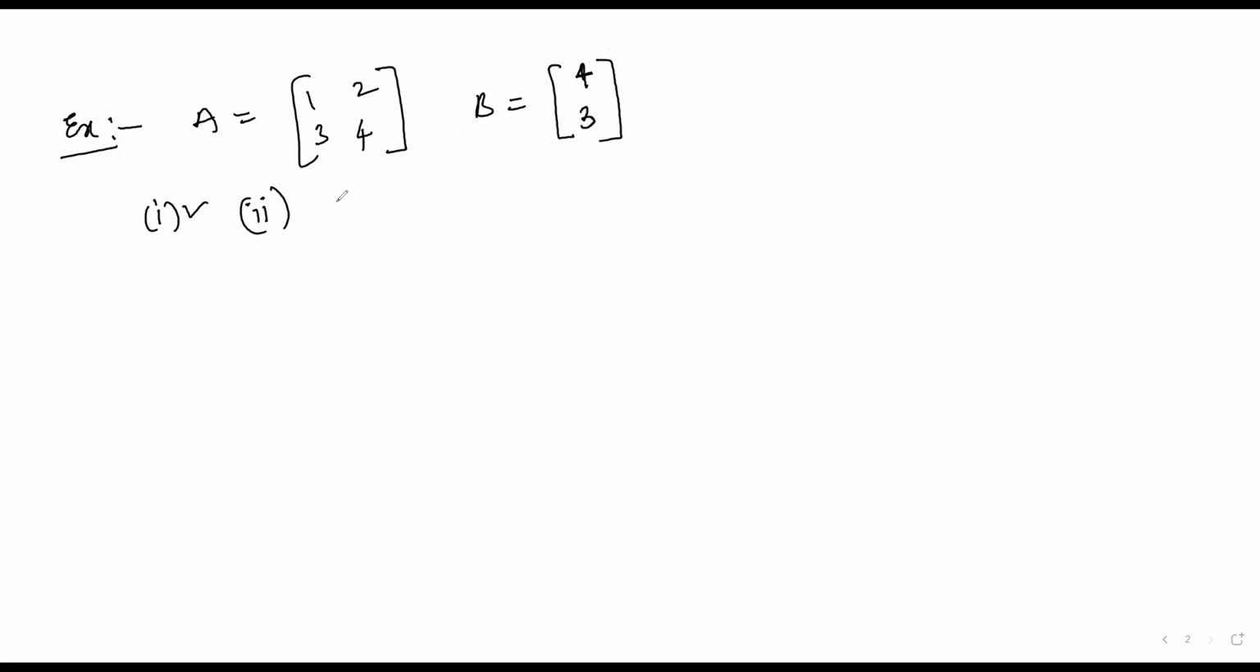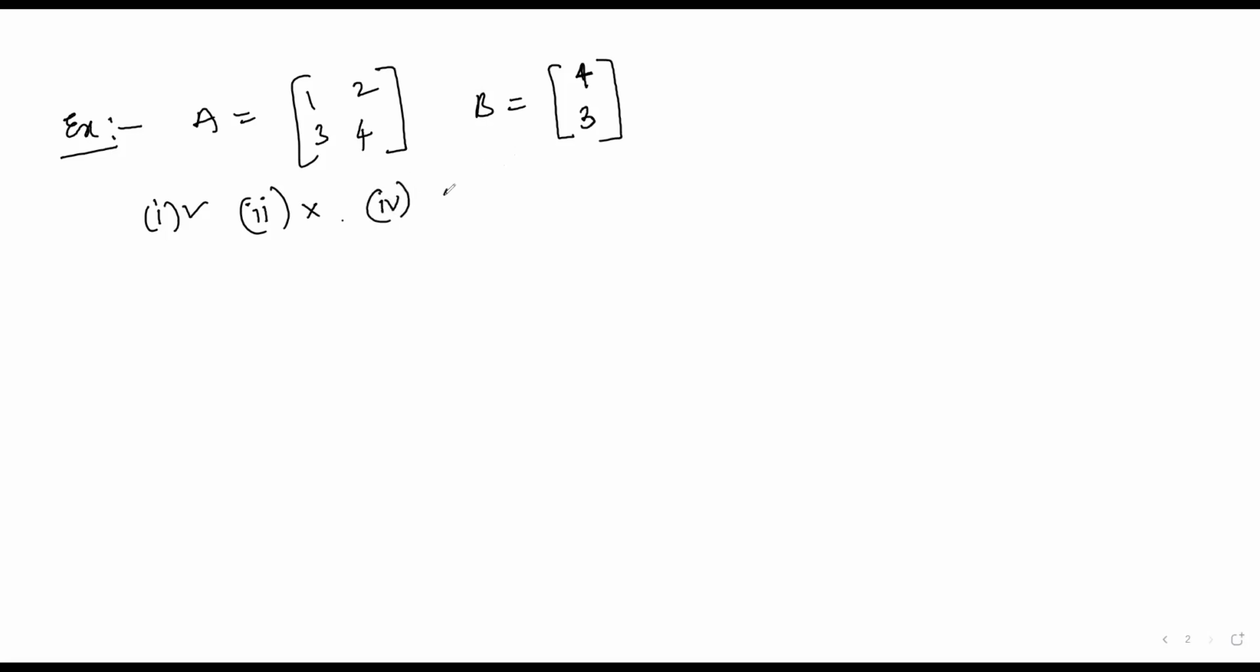Second one we can't do here because A plus B doesn't exist. Even A minus B doesn't exist, because the corresponding element is not there for B. If at all A plus B exists, then only we can talk about (A plus B) transpose. So the second and third we need not do. If we want to prove them, we have to take another example.